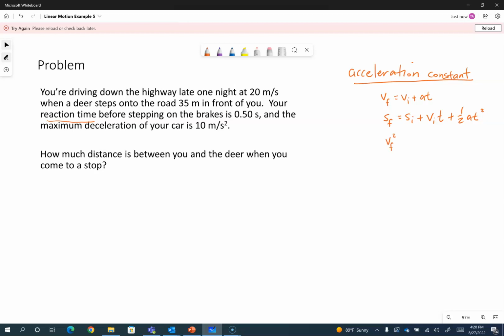Let me get the third equation written out here. We can totally break this into parts. One part where we're talking about our reaction time, when the acceleration is 0, and one part while we are braking. So I'm going to make a rough sketch, as usual, and I'll say where we are in the car originally, traveling at 20 meters per second, is my origin, or is our origin.